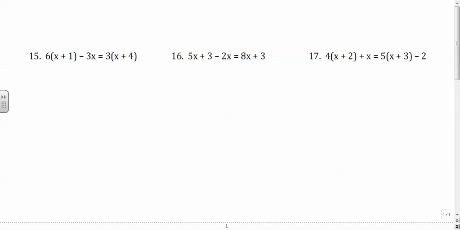Okay, so the next three problems I want to look at are the three that are along the bottom of the front page, which are 15, 16, 17, just because they're a little different, and I want to make sure you guys understand what means what when we're talking about solutions.